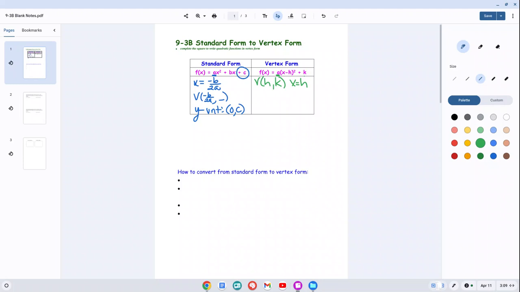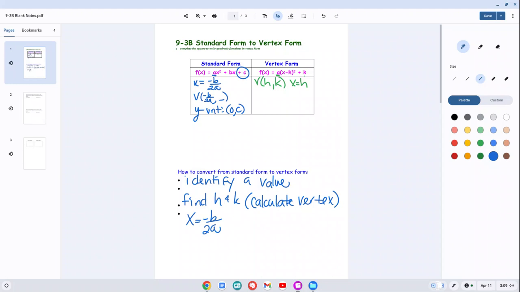So if we have standard form and we're trying to go to vertex form, we are going to do the following. We're going to identify the a value, and then we have to find h and k, which is really calculating the vertex. So when we have standard form, we're going to have to use x equals negative b over 2a. So let's see how that looks.